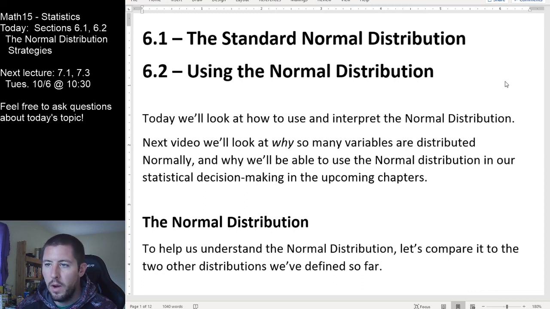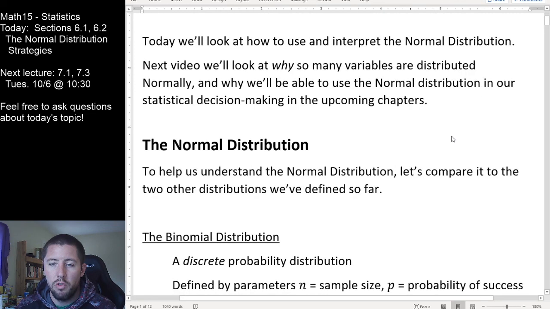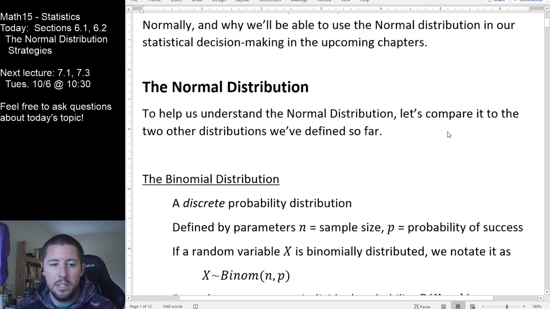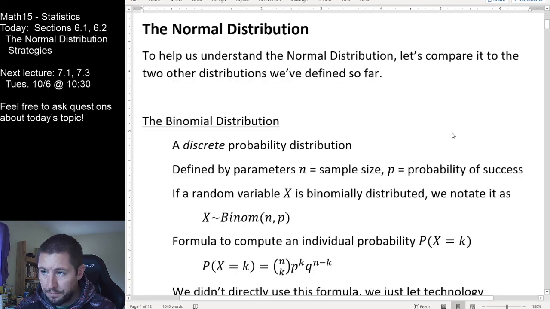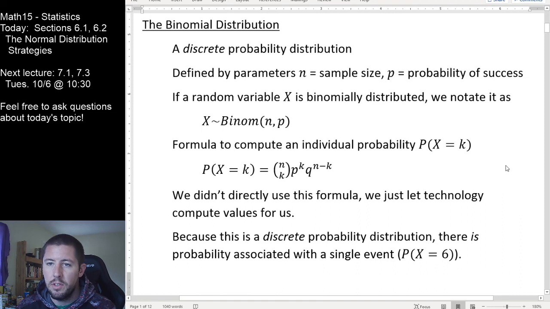So let's go ahead and get started. And the way that I want to start this one too is to help remind ourselves of where we've been with the distributions that we've looked at so far. So let's briefly walk through some of the features that we've seen of distributions we've already discussed, so that we can see the normal distribution in context of what we've already seen.